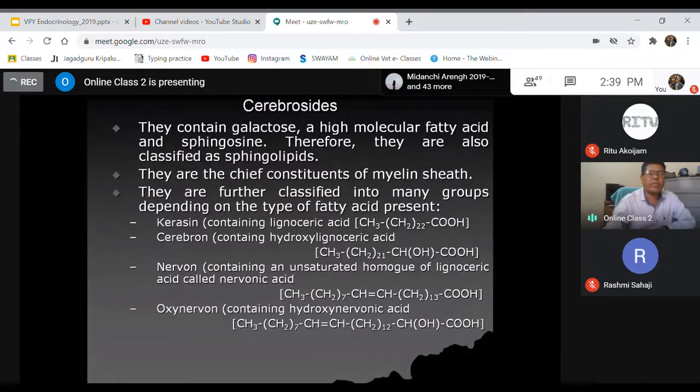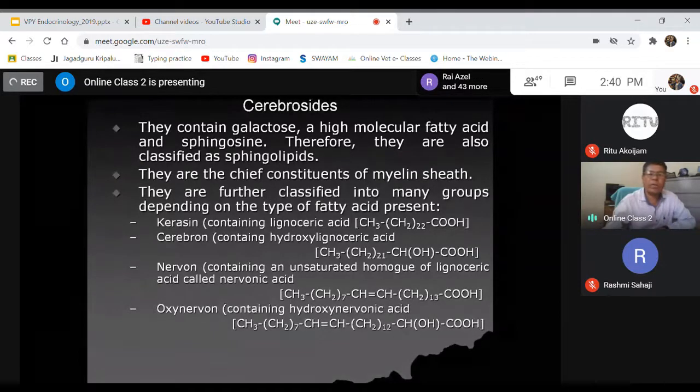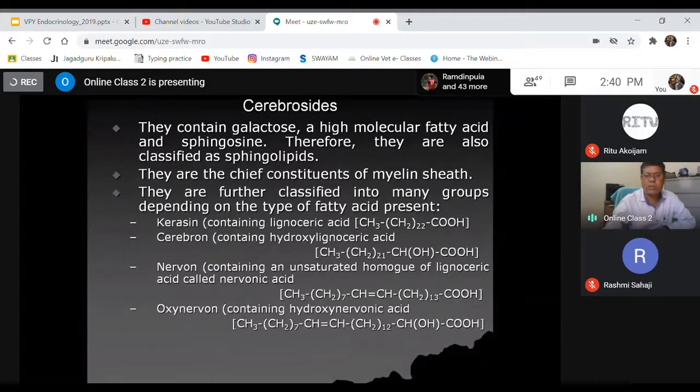In the case of cerebron, the fatty acid present is hydroxylignoceric acid. This is just the chemical structure that I'm giving here. Then nervone contains the unsaturated homologue of lignoceric acid, which is called nervonic acid. Then oxynervone contains the hydroxynervonic acid. So all these are the same, and the difference comes only in the type of fatty acid present. Depending on the type of fatty acid, there are different types of cerebrosides.